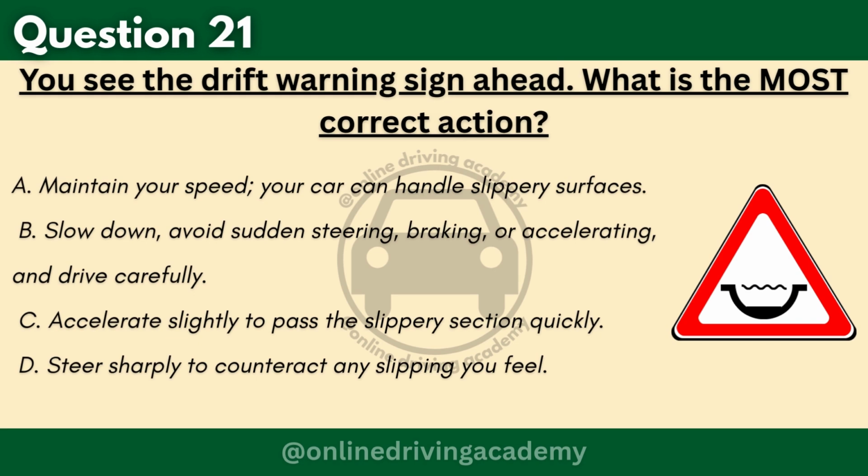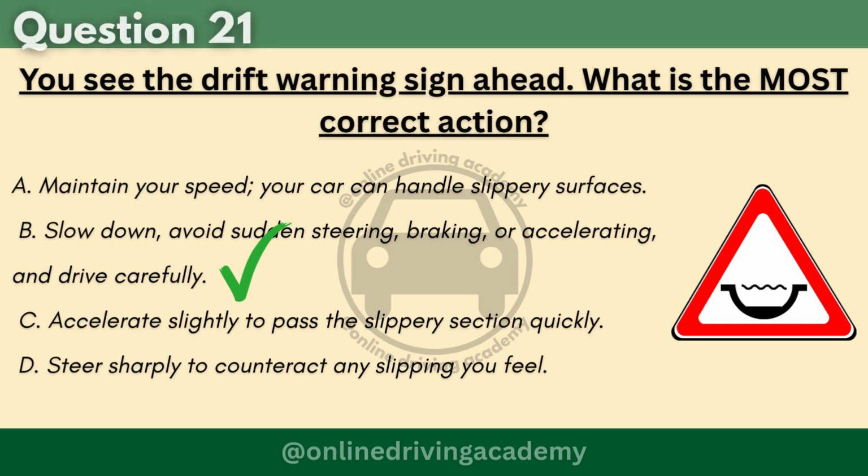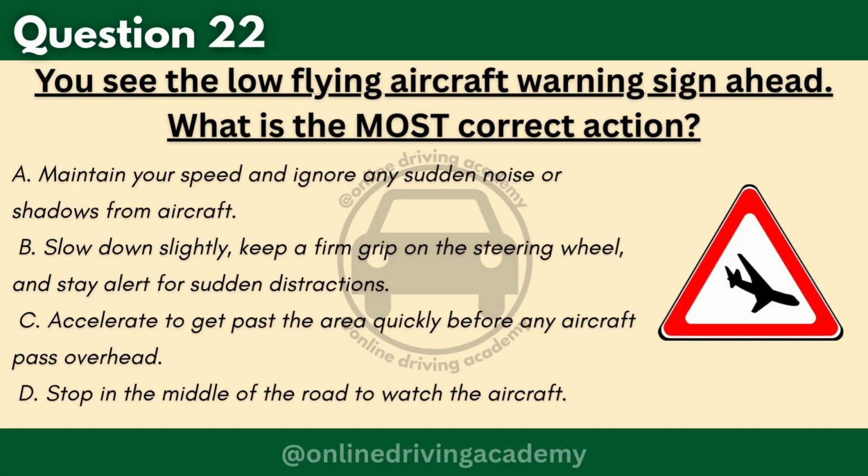Is it option A, maintain your speed, your car can handle slippery surfaces? Now obviously if there's going to be a slippery surface ahead, you cannot maintain your speed, you need to slow down, right? Option C tells us to accelerate. Again, that is going to be incorrect. The correct answer here is going to be option B, slow down and avoid sudden steering, braking or accelerating and drive carefully. Question 22. You see the low flying aircraft warning sign ahead.